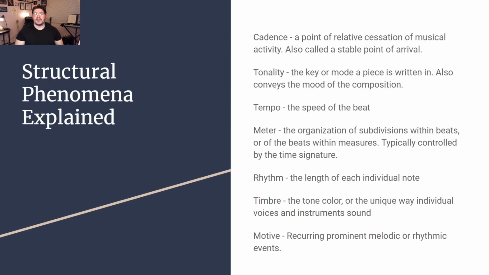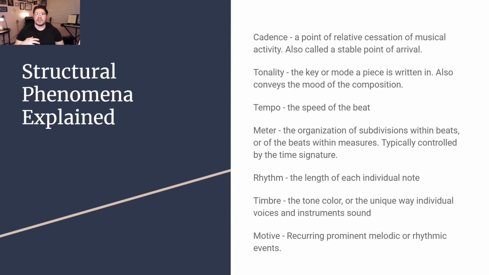So it's things like cadence, which is talking about a point of relative cessation of musical activity. Now, that's really big and fancy. What it really comes down to is that it's a stable point of arrival. It's when the melody or the harmony or the rhythm kind of slows down and gives you that moment where you can kind of breathe for a second. Now, does this mean that it's always on a rest? No, absolutely not, but that's a good thought.